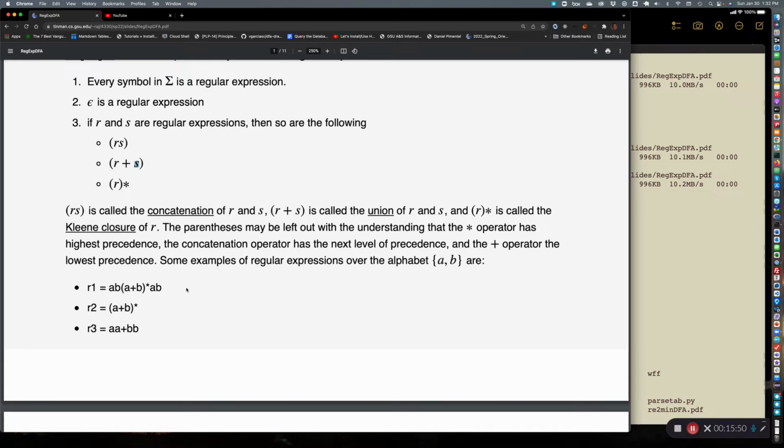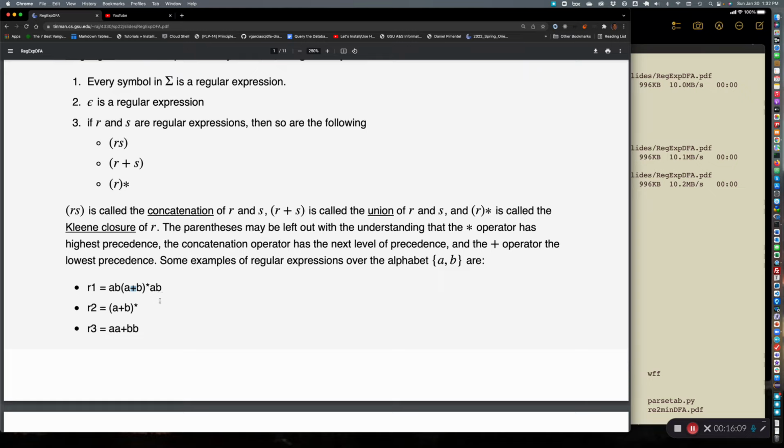So that's a pretty long expression, and it does include the concatenation, the plus, and the star. All three of them. You can see that the plus is used inside here, A plus B, and then the star is used on A plus B. The star applies to the A plus B.